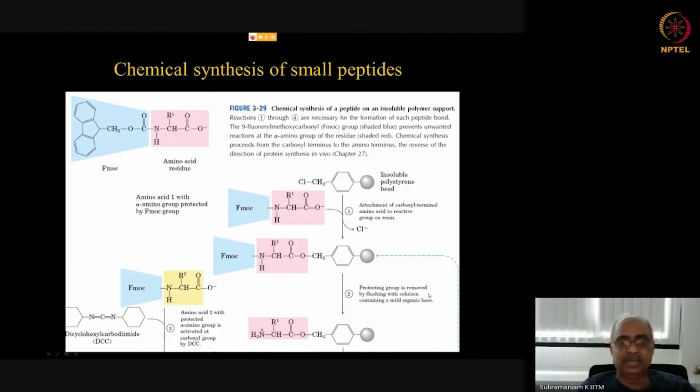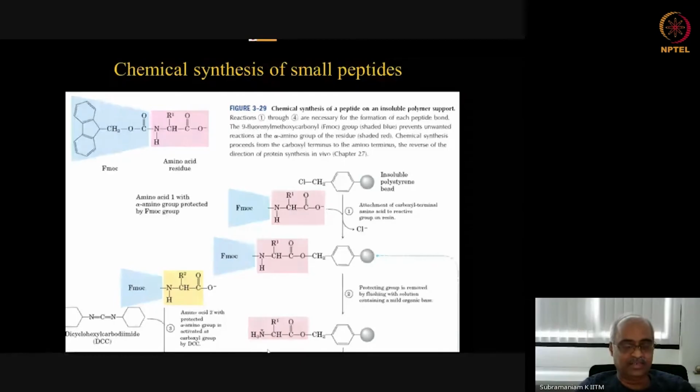And that is done by using a mild organic base. Essentially imagine this is a filter paper and this liquid is added, and after the required time of incubation, you add an organic base solution and wash it, and that cleaves this and this goes away. And then you add the next one and so on. That's how it goes. So now the amino group is regenerated. So next we need to do two things.